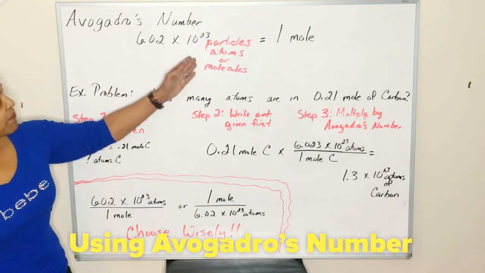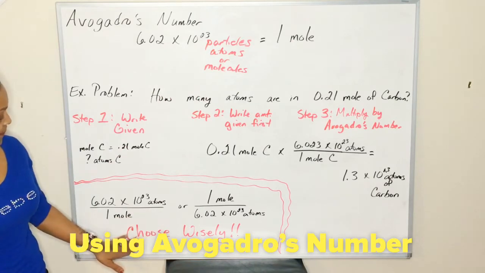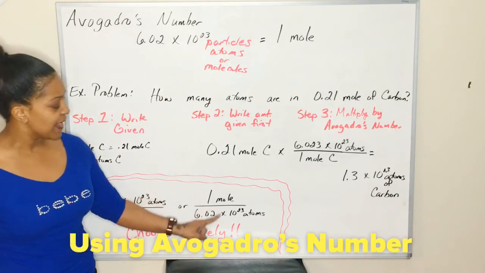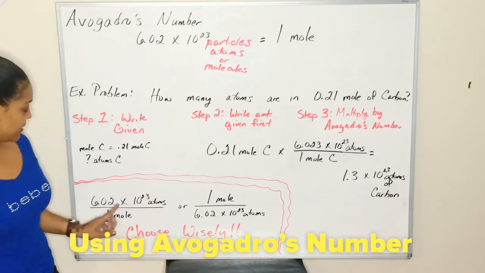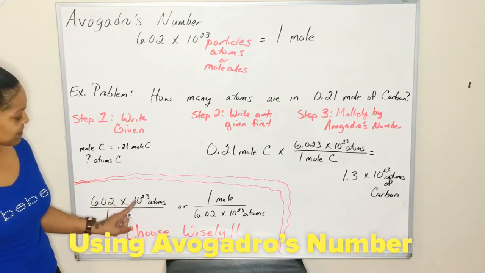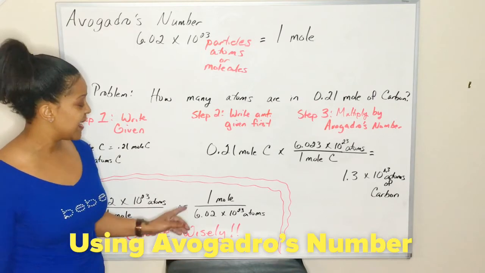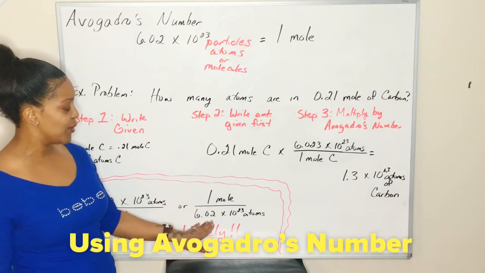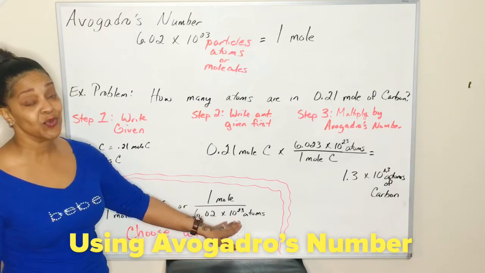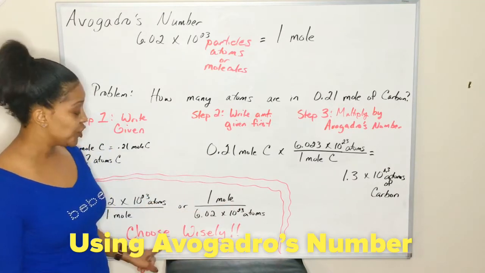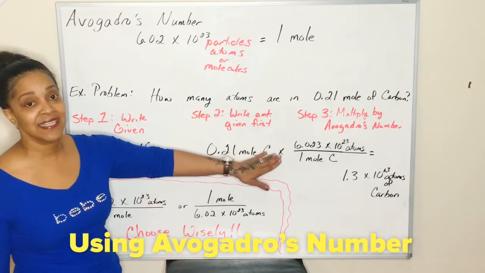Now, keeping in mind this conversion factor here, I can write this conversion factor one or two ways. Now, 6.02 times 10 to the 23rd atoms over 1 mole is the same thing as saying there's 1 mole for every 6.02 times 10 to the 23rd atoms. You must choose wisely when you get to these steps here.